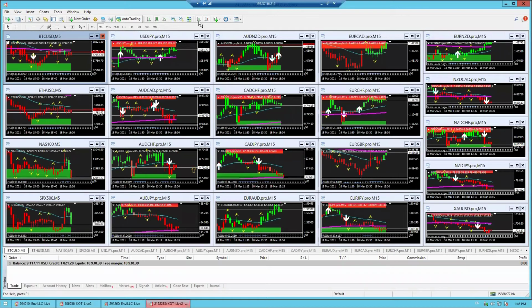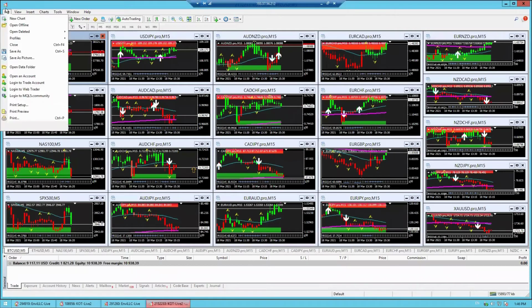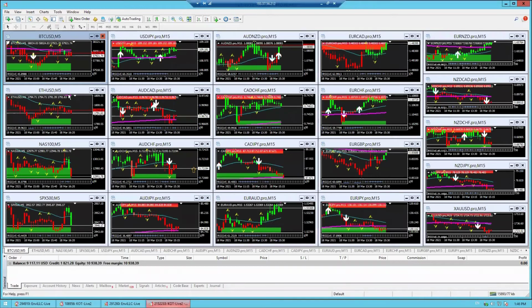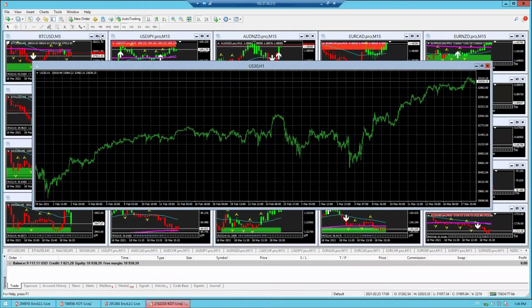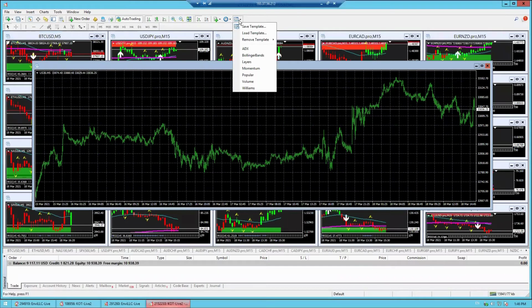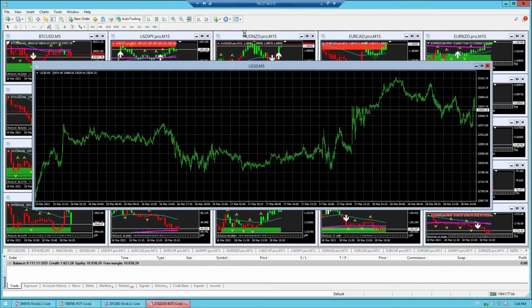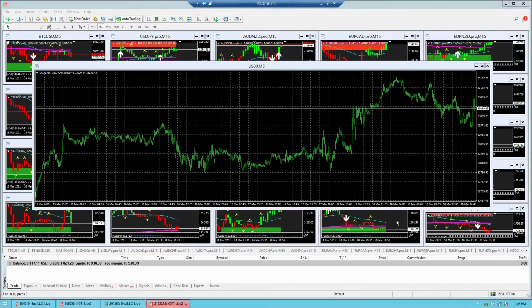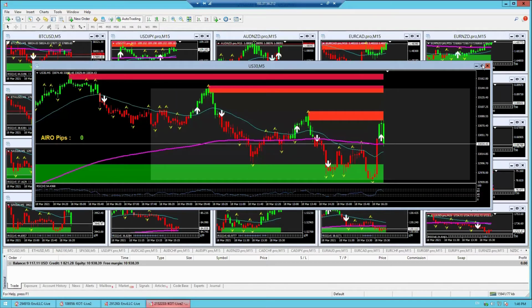So somebody mentioned the US 30. I'm not really trading that yet, but let's open it up. Take a look. Someone just asked, what is that red stripe? I'm not sure what red stripe they're talking about. You're talking about the red stripe on all the charts? Yeah, I'm not sure. Just bringing up the US 30 here.